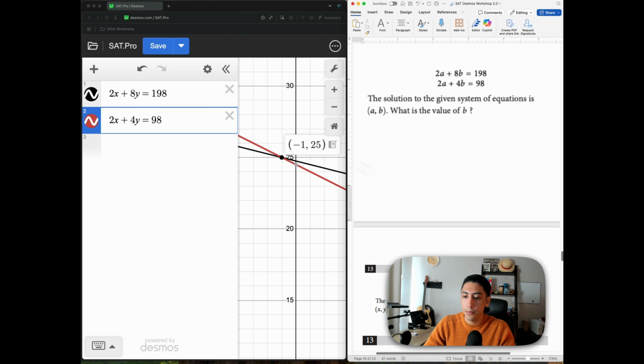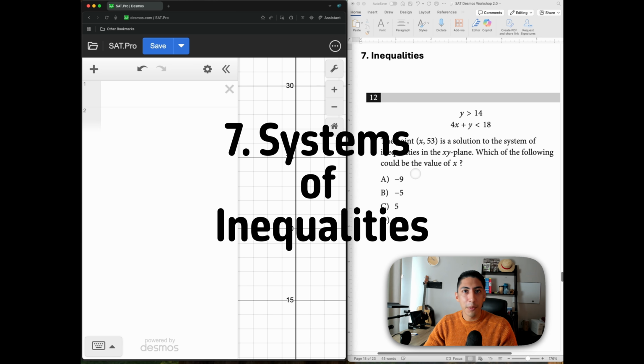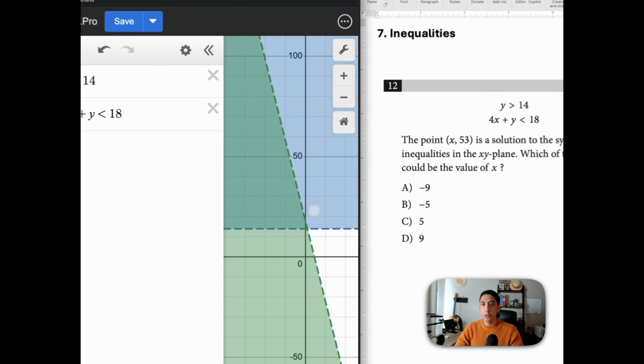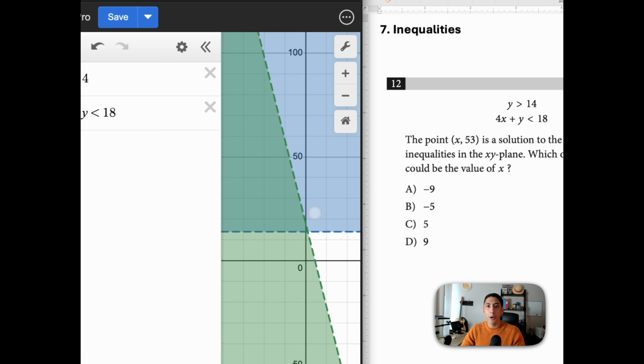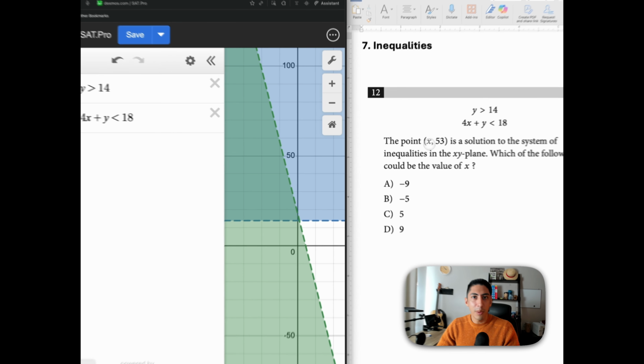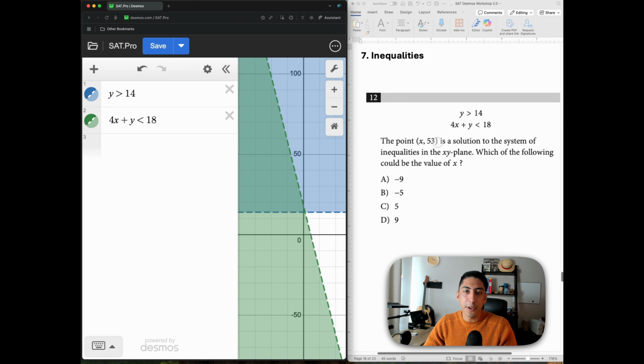So not so bad. Systems of inequalities come up too, and a lot of people are scared of them, but don't worry. They're just as easy as systems of equations. Just one extra step is usually needed. My solution for a system of inequalities is just where they both overlap. So you see this big shaded region here? This is where both of those inequalities overlap. I know my missing point is just going to be x comma 53.